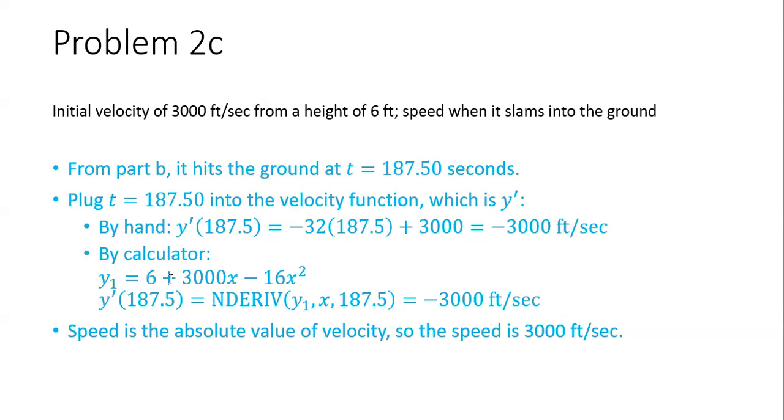Or you can use the calculator. Y1 is our model. We're trying to find y1 prime of 187.5. We do nDeriv of y1 comma x comma 187.5, and you should get minus 3,000 feet per second as well. This is asking for speed, not velocity. So we just take the magnitude, or absolute value, of this. The speed is 3,000 feet per second. So velocity is speed with direction, positive or negative. Speed doesn't tell you the direction.